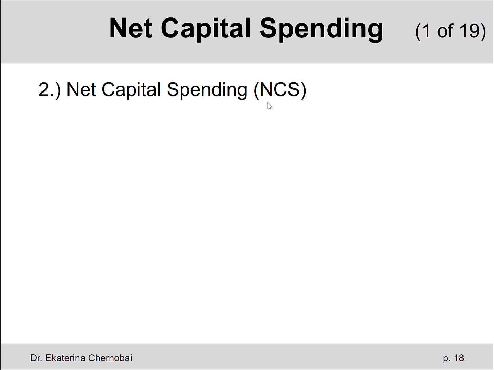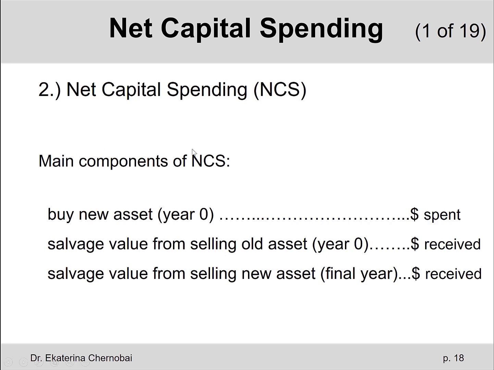Net capital spending. This is the second part of the total cash flow that we need to calculate for each year of an investment project. What are the main components? So what kind of cash flows belong into this category that we call net capital spending? Typically, this is something that we calculate for year zero, when the project would begin, and the final year.